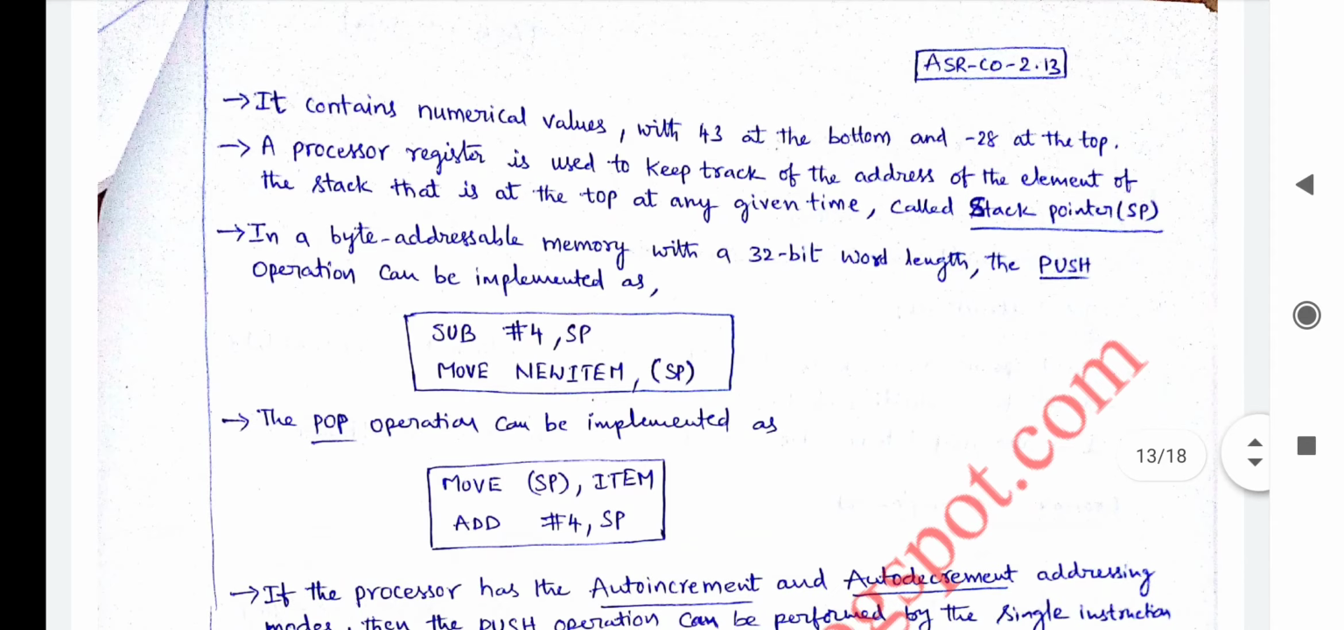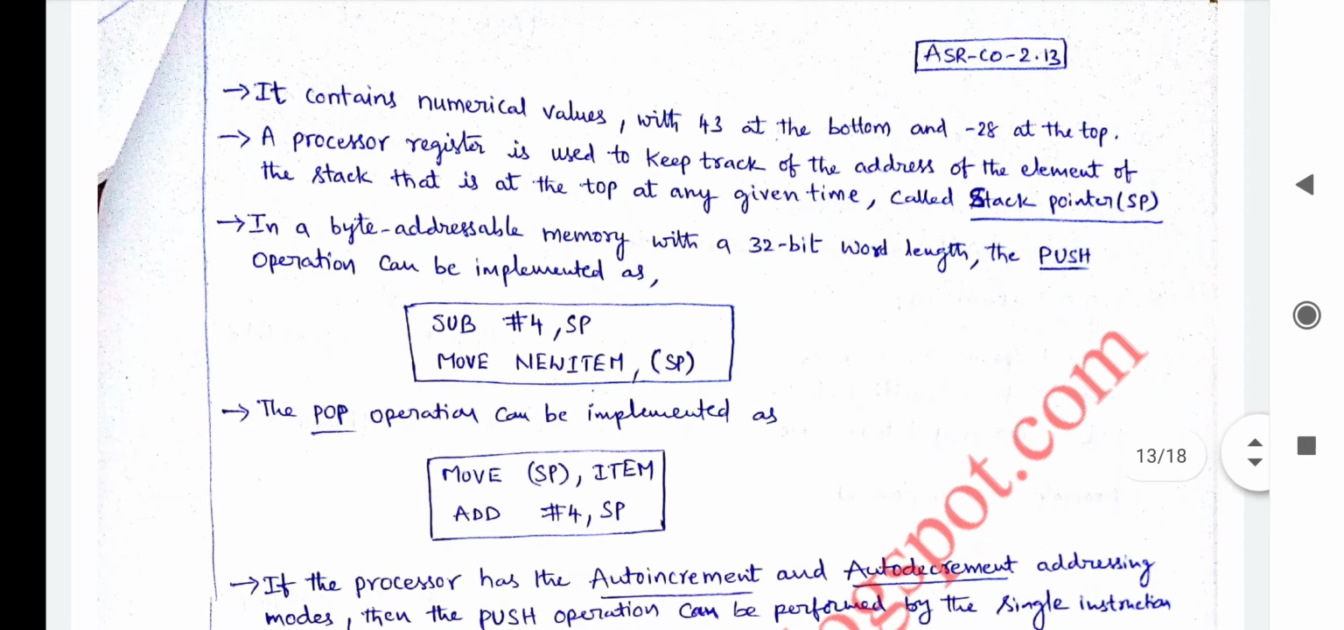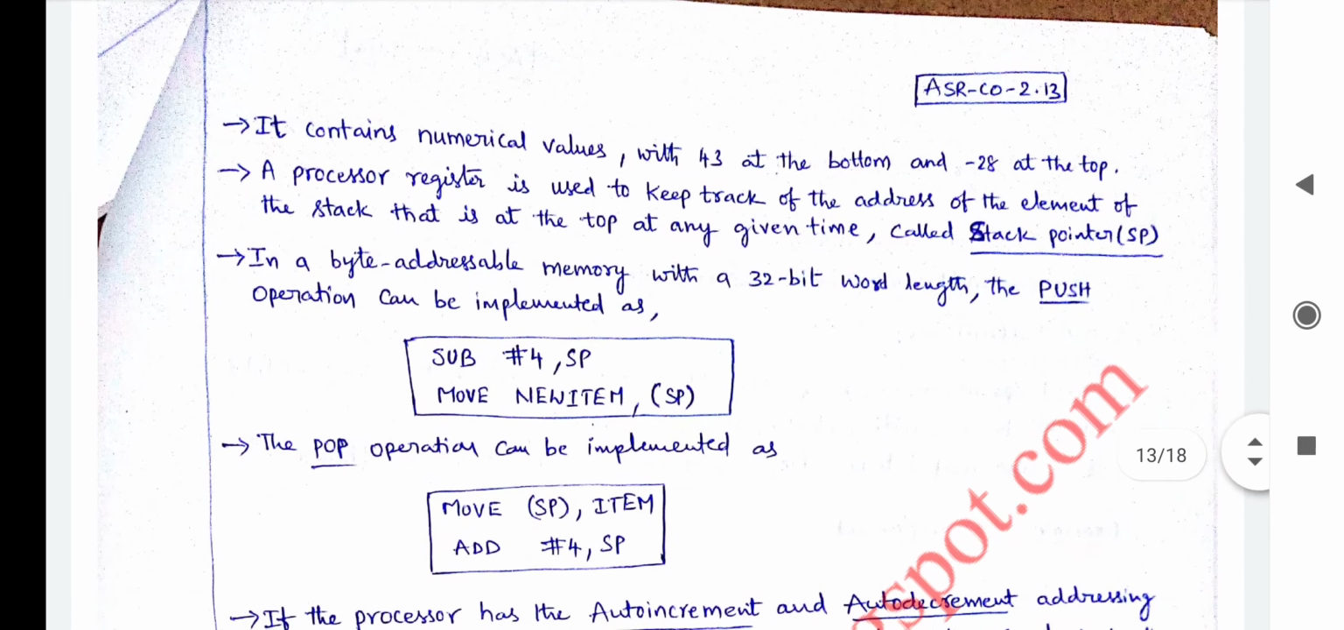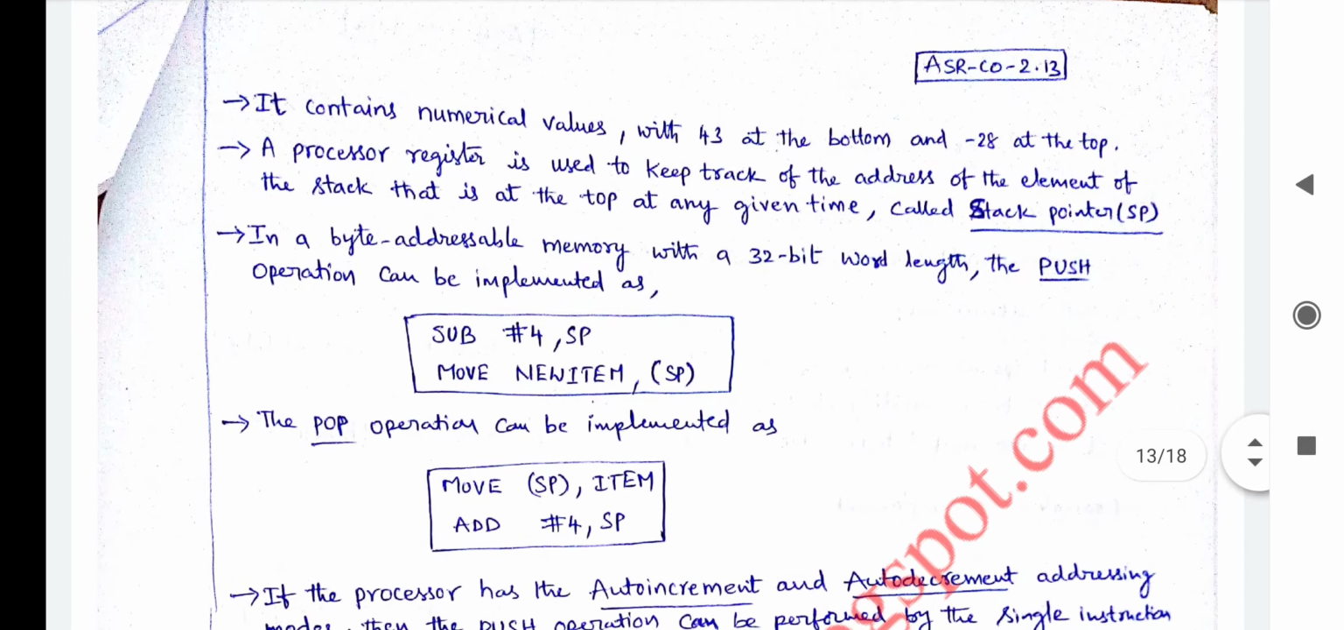A processor register is used to keep track of the address of the element of the stack that is at the top at any given time. That is called the stack pointer. The stack pointer always represents the top element in the stack.